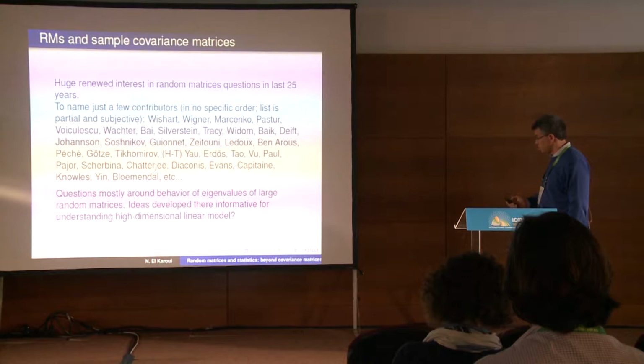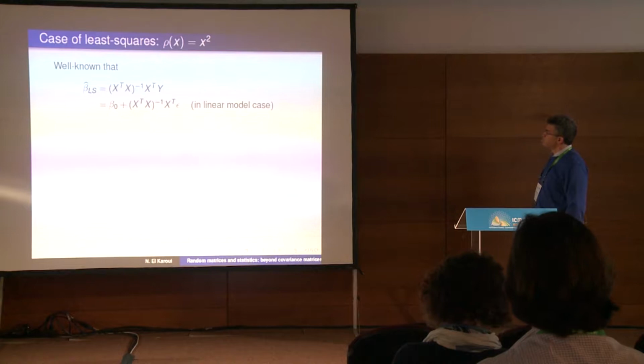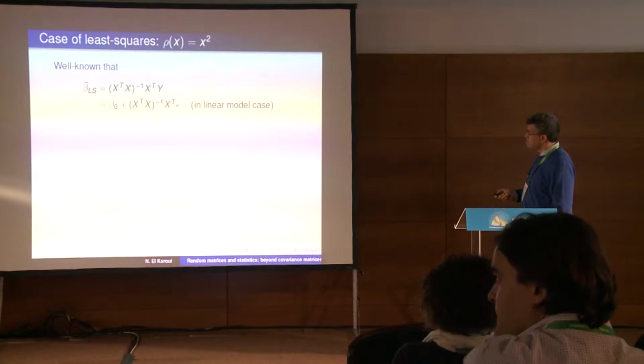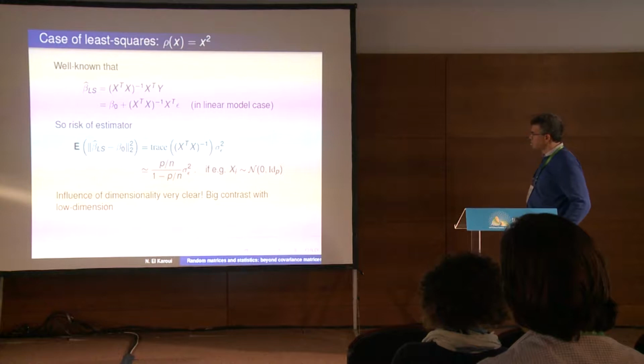If you're not familiar with this, just to give you a feel for what's going to happen, let's say we care about least squares. We go back to the linear model, and it's completely elementary that there's an explicit solution for beta hat least squares. If my linear model is true, I can write beta hat least squares like that. So I can compute the risk of my estimator, and lo and behold, what comes out? The trace of (X transpose X) inverse times the variance of the error.